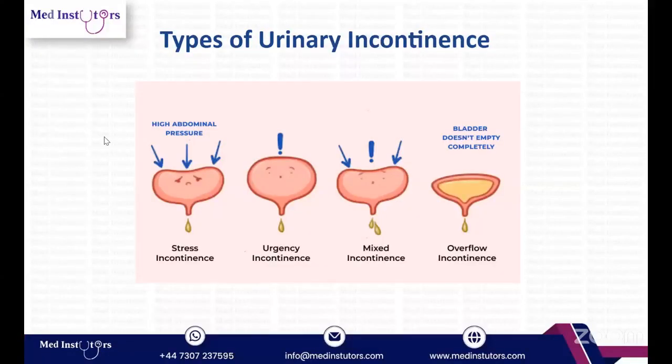The second thing: the types of urinary incontinence. We know urinary incontinence is the abnormal leaking of urine, but what causes that? There might be a problem in the sphincter of the urethra that is not able to hold the urine tightly. There might be a problem with the detrusor muscle itself. There might be a problem with the nerve innervation of the bladder or the urethral sphincter. So there could be any cause, and according to that cause, we divide urinary incontinence into different types.